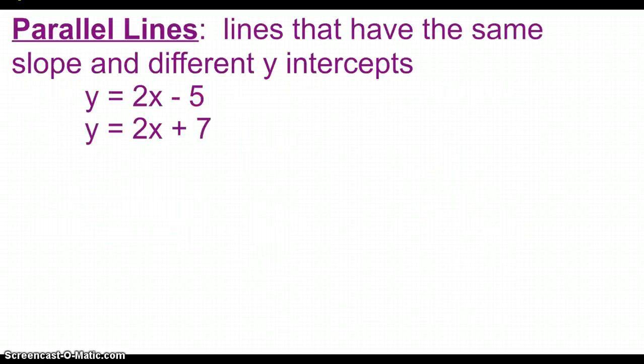So first of all, parallel lines are lines that never hit, but they have to have the same slope. You'll notice here, this one has a slope of 2. This one also has a slope of 2. So they have the same slopes. That's this part right here. They also have different y-intercepts. This one has a y-intercept of -5. This one has a y-intercept of +7. Now listen, we have to make sure that they have the same slope and different y-intercepts. If they have the same slope and the same y-intercept, it's the same line. So you want to make sure that they're actually different lines.